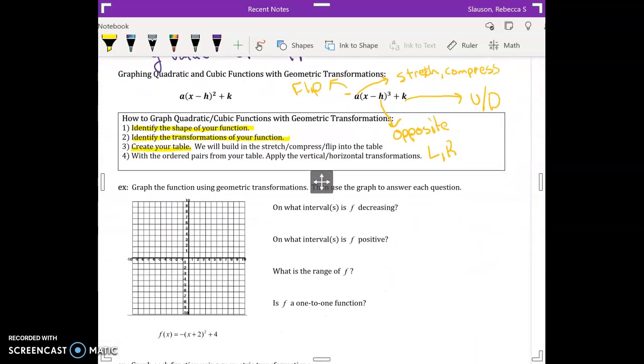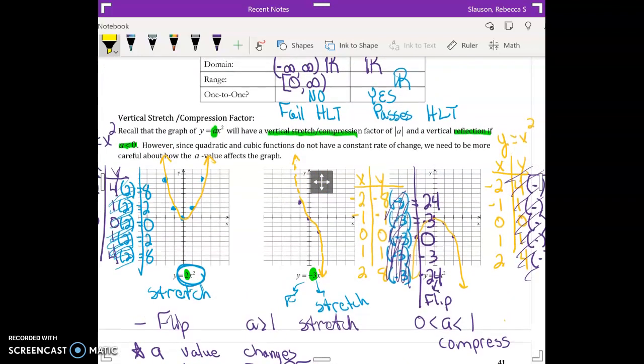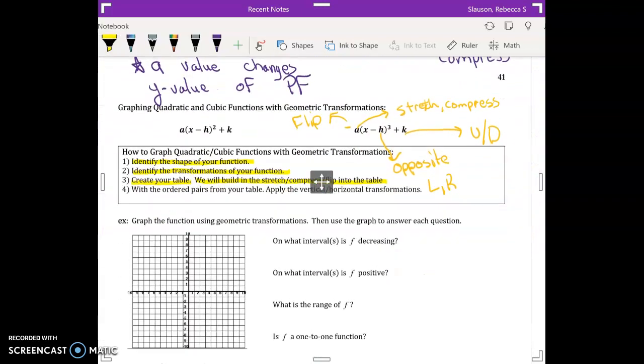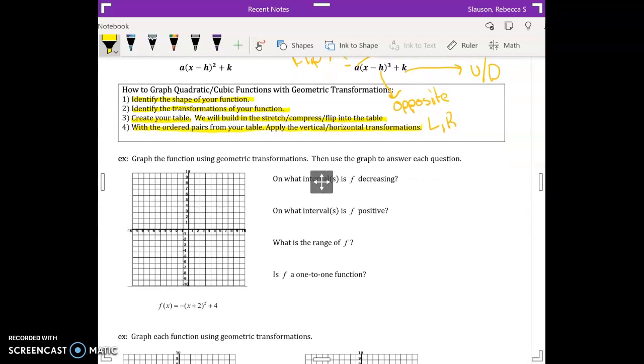And then after we do our table, we will build in our stretch, our compress, and our flip, just like we did here on these three. And once we get that done, then what we can do, with the numbers from our table, is we can just take those points and then move things left or right, and then up or down. So hence the vertical or horizontal transformations. So let's start with this one.